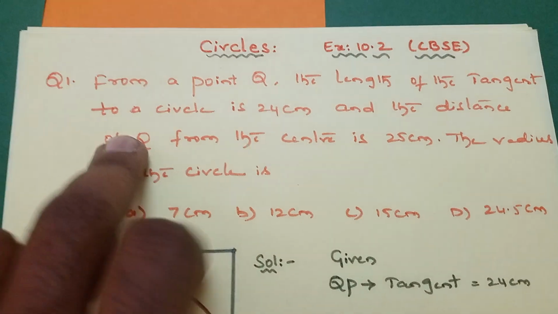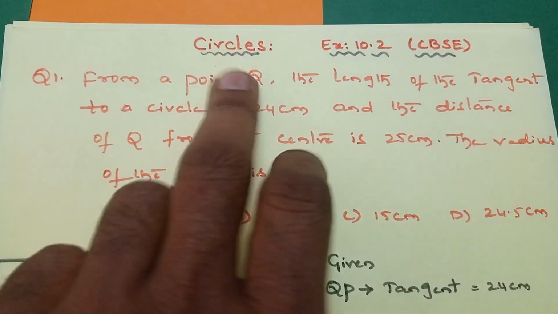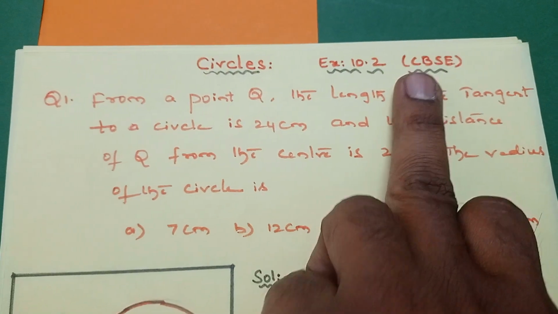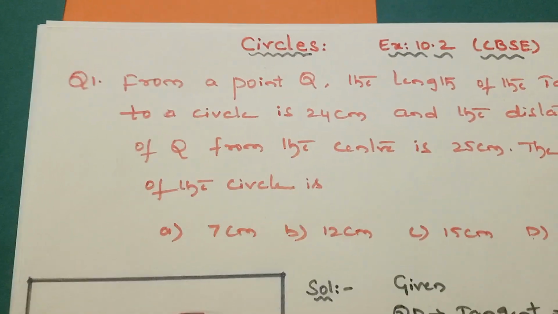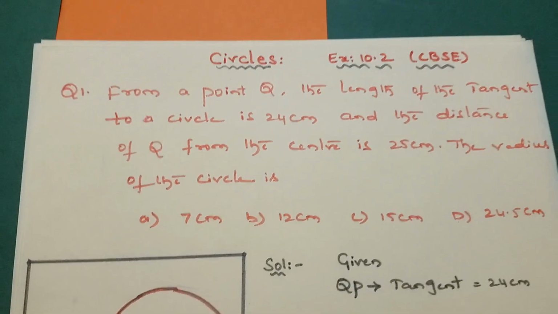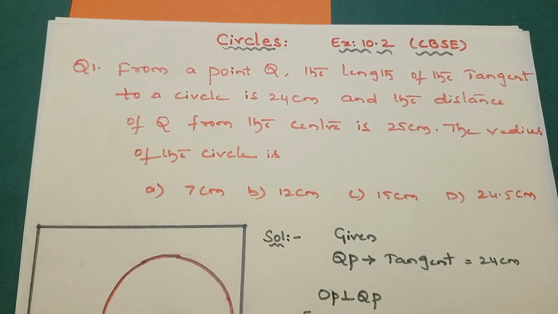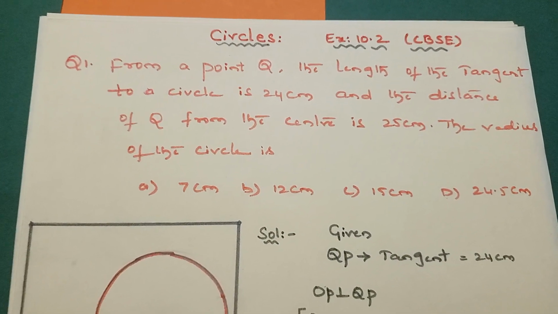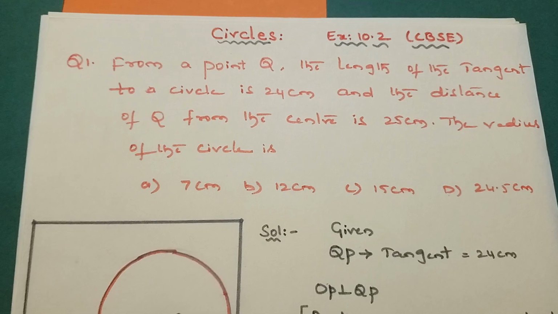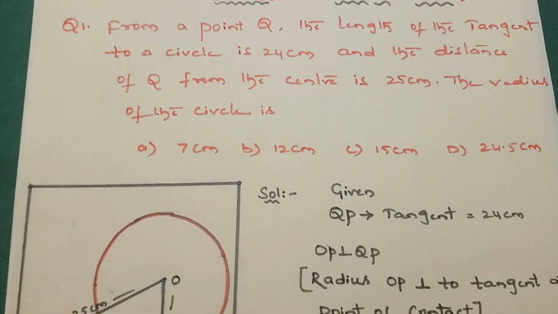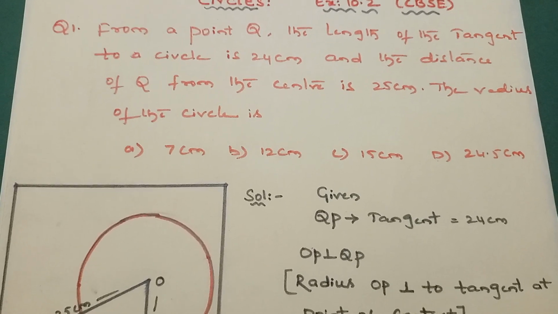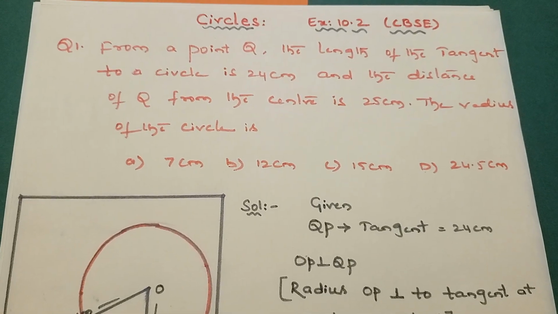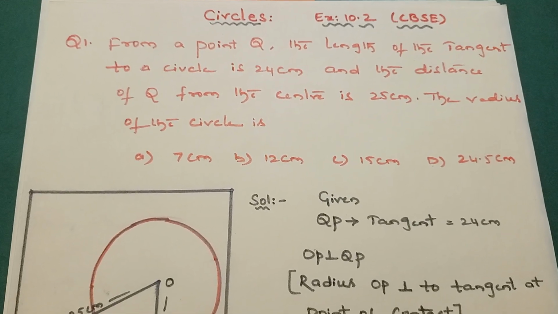Today we are going to discuss the chapter Circles of the CBSE curriculum, exercise 10.2. What is given here? From a point Q, the length of the tangent to the circle is 24 centimeters and the distance of Q to the center is 25 centimeters. Find the radius of the circle. They give options here: A 7 centimeters, B 12 centimeters, C 15 centimeters, D 24.5 centimeters.